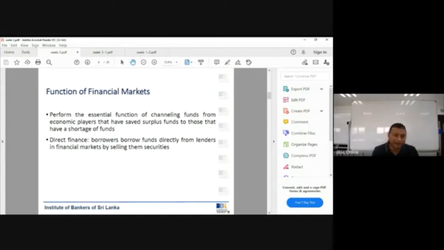But a very interesting concept here is that the financial markets perform the direct finance function. There is a concept called direct finance versus indirect finance. Direct finance is where borrowers borrow funds directly from lenders. You borrow as a borrower directly from the lender, bypassing financial intermediation by issuing securities. The stocks that we issue, the company who wants to finance the resources, channels these funds directly from the parties who have surpluses.